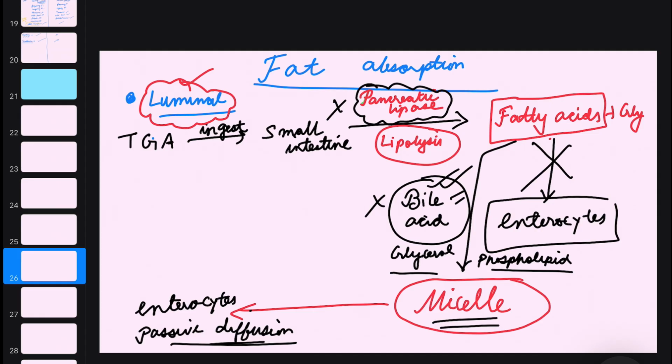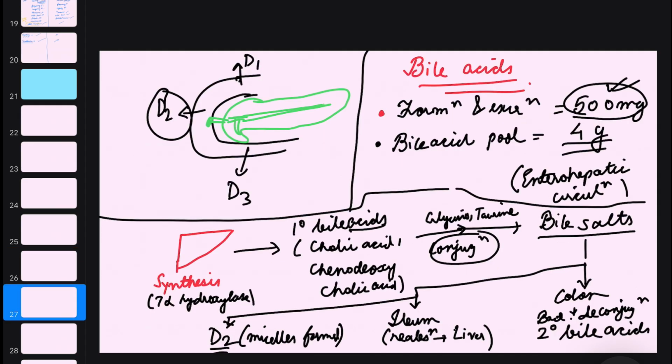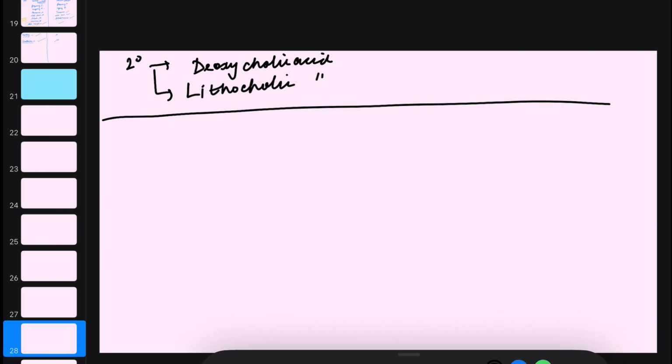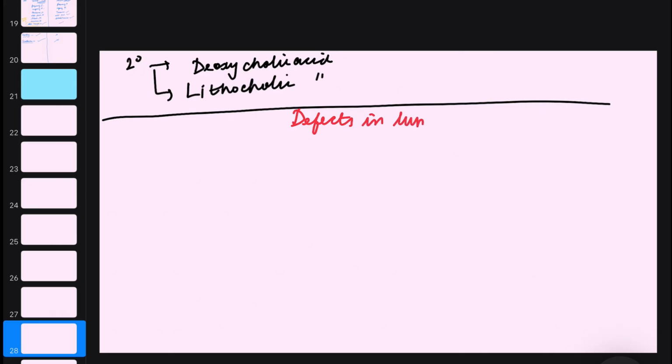Okay? If I have some problem in the liver, suppose there is some problem with the synthesis. We'll actually see to this. Actually, let's deal with that right now. Let's talk about the bile acid disorders, or rather, let's club all of that together, whatever I was talking about, and let's talk about defects in luminal absorption.